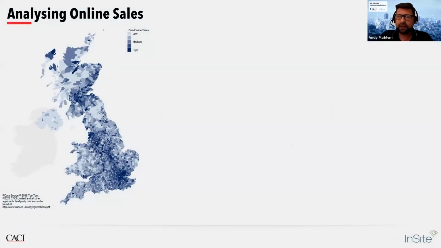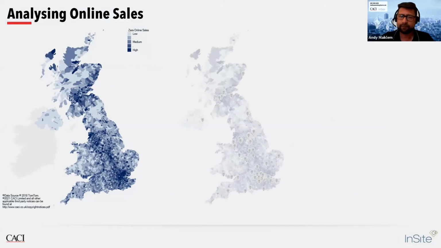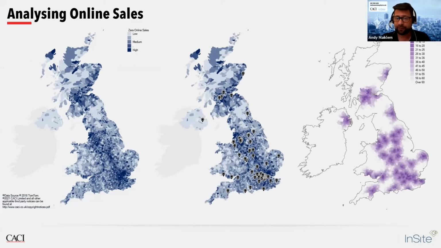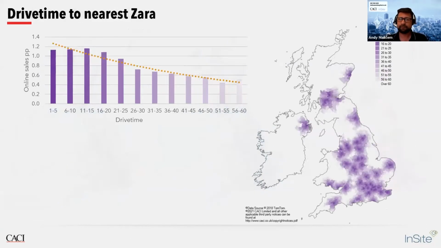Using the transactional data Chris mentioned in his piece, we can map online sales at a granular level. If you have your own online sales data, then you would use that. We can then overlay the branch network to see the relationship between online and location. And we can drop drive time catchments around the branch network to calculate online spend around store catchments. This can then generate a drive time decay to track that relationship between online sales and location.